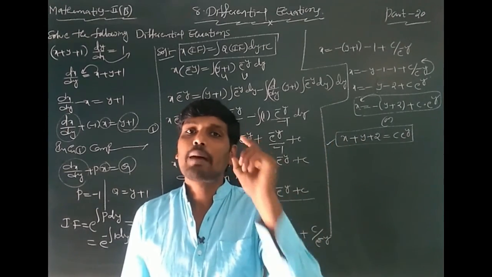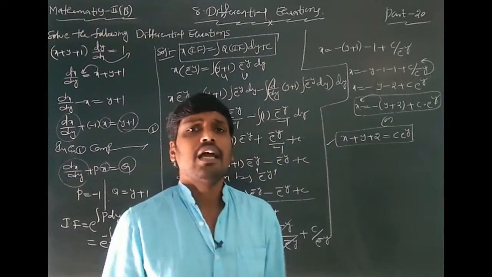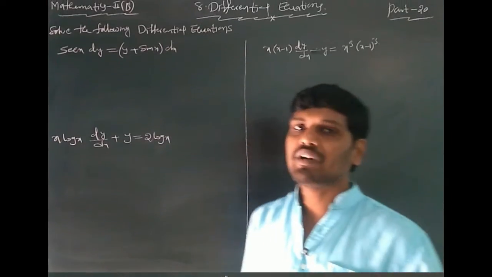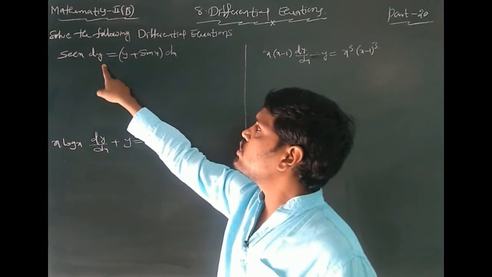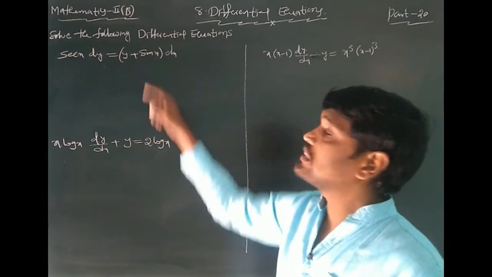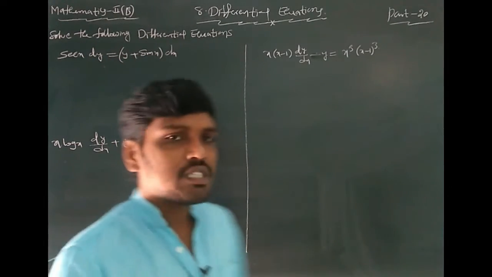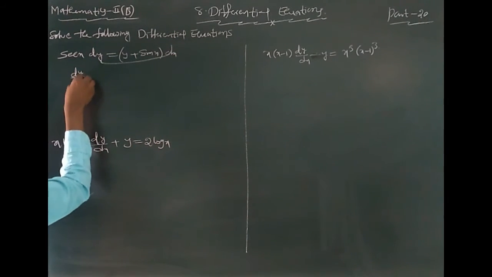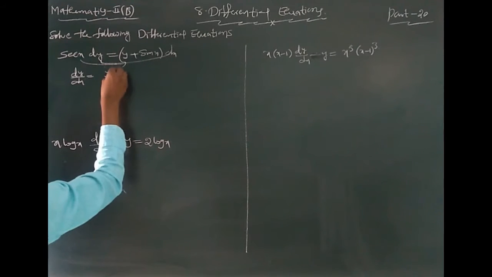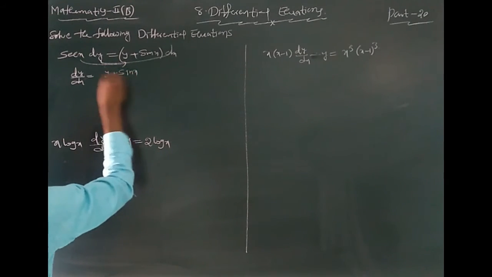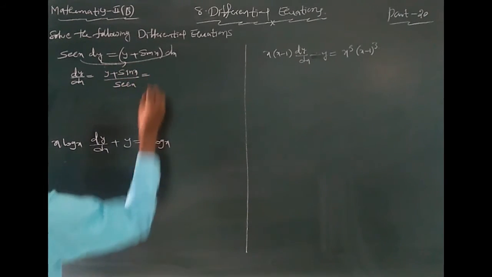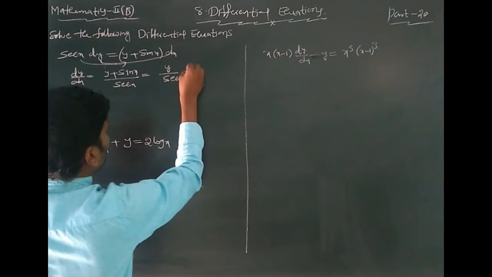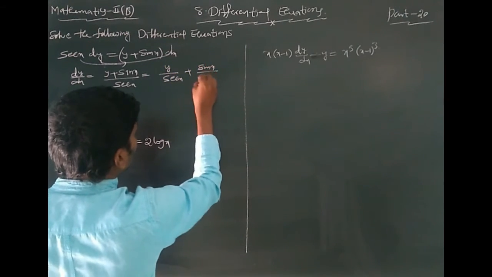These model problems are very, very important in the public examination. Common problems. First one is secant x into dy is equal to y plus sin x over dx. First of all, this has dy by dx form. dy by dx is equal to y plus sin x over y secant x. This we can separate, so you write y by secant x plus sin x over secant x.